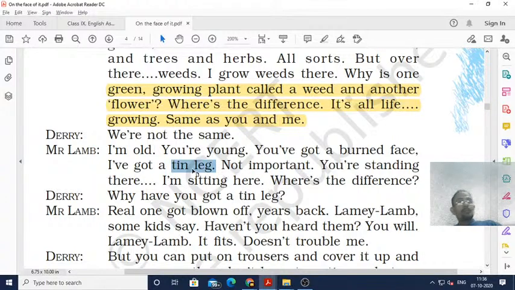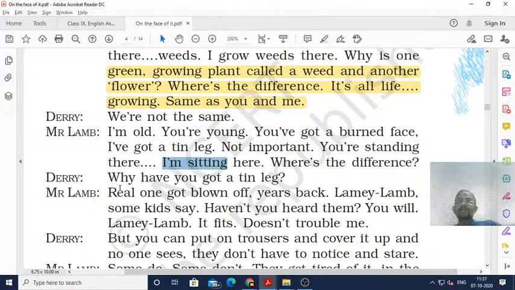But in spite of having a thin leg, Mr. Lamb says, not important. A thin leg or a burned face, that doesn't make a difference. You are standing there, I am sitting here. What is the difference? Then Derry doesn't understand the meaning of this. Why have you got a thin leg? He asked Mr. Lamb back.